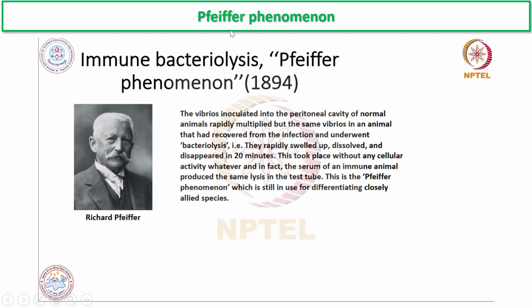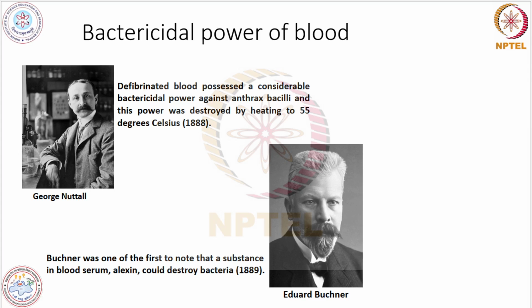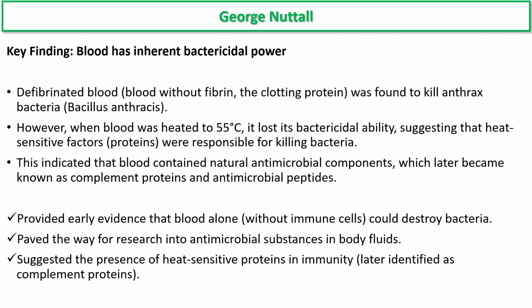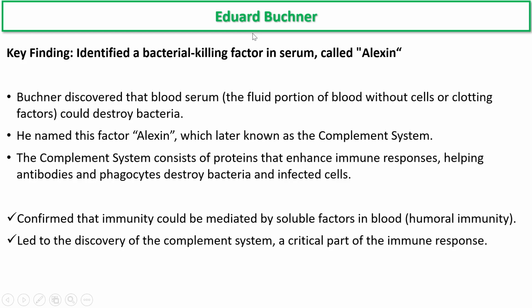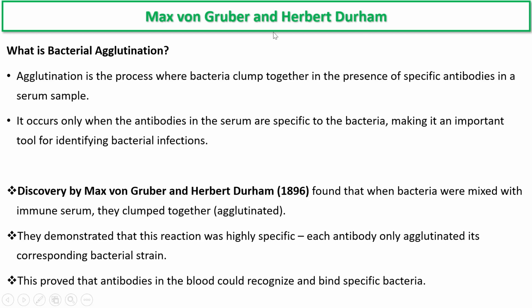From there, we have seen the Pfeiffer phenomenon with Vibrio cholerae. When injected into normal animals, it caused infection. When injected into immunized individuals who had recently recovered, there was no infection. From here, he said that bacteriolysis was due to antibodies and complement protein in the serum, not due to the immune cells. Then we saw the bactericidal power of blood, the George Nuttall and Edward Buchner experiment, where they told us that in blood there is a complement protein present that protects us from infection. From there, we have seen the Gruber and Durham experiment.